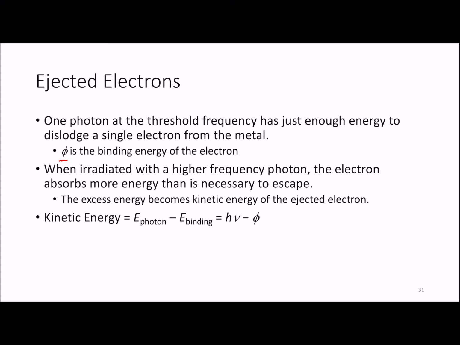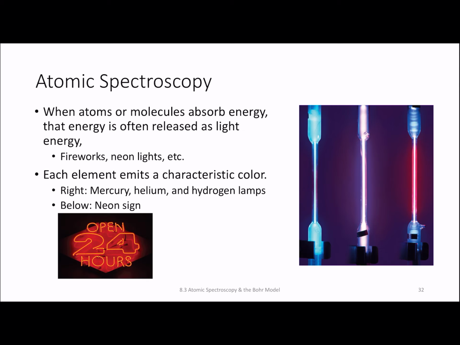So when irradiated with a higher frequency photon, the electron absorbs more energy than is necessary to escape, and that excess energy becomes kinetic energy of the ejected electron. So we can calculate the kinetic energy of the ejected electron as being equal to the energy of the photon minus the binding energy. In other words, that's equal to h nu minus phi. Okay, so that's where we'll stop with this.